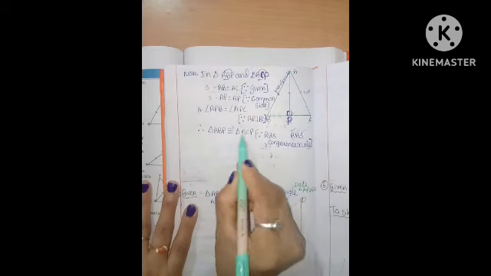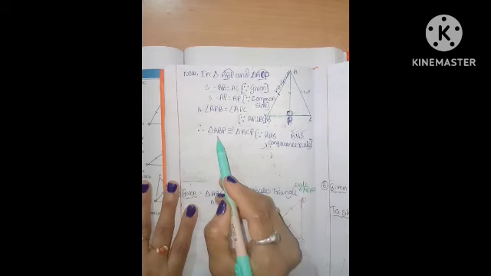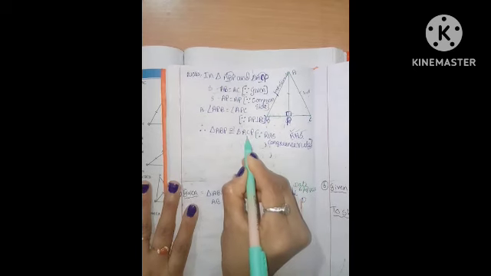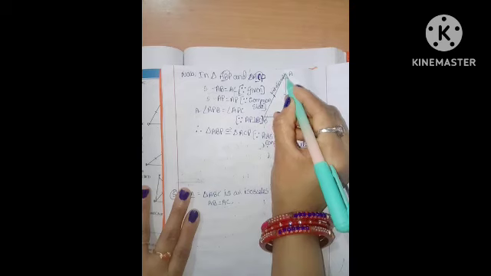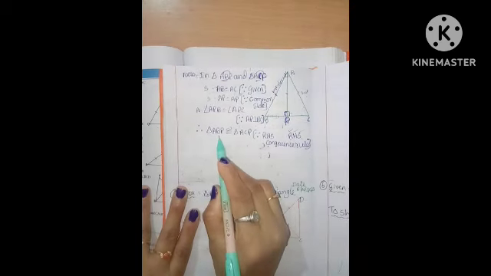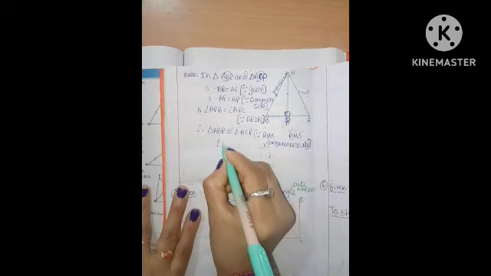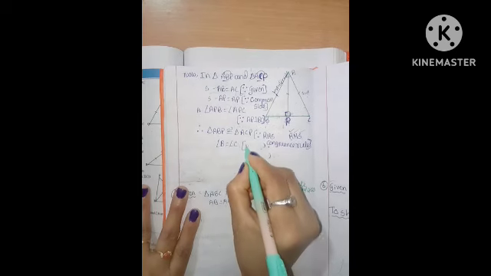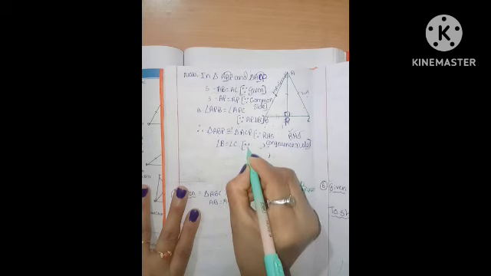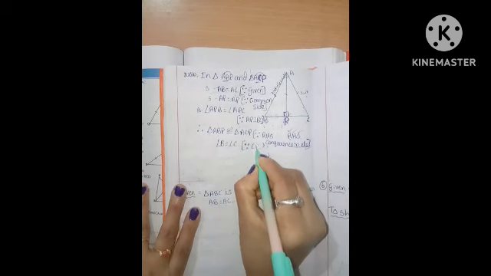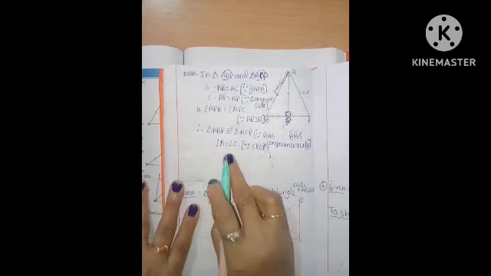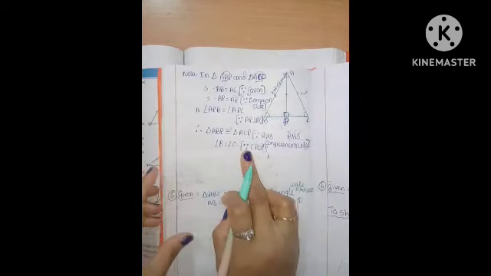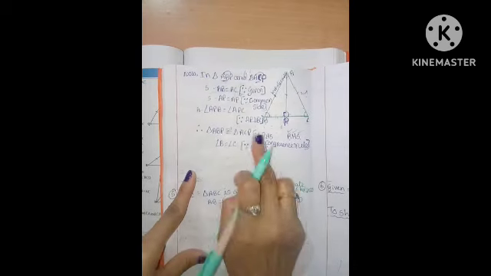Whenever two triangles are congruent, all the corresponding sides and angles are also equal. So angle A is equal to angle A; this is a common angle. So angle B is equal to angle C. We need to prove this. So by using CPCT, these two angles are equal, this angle and this angle. Are you clear?